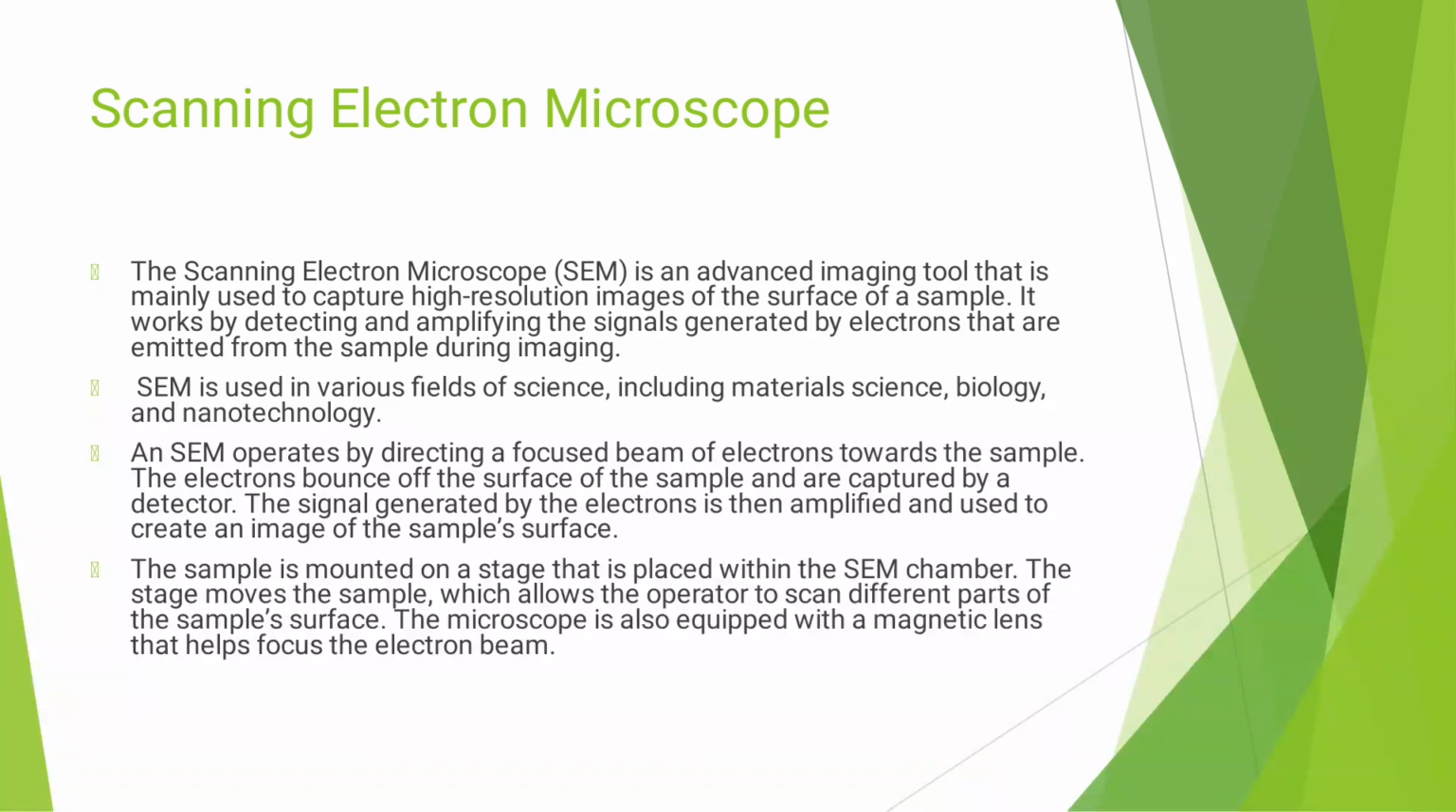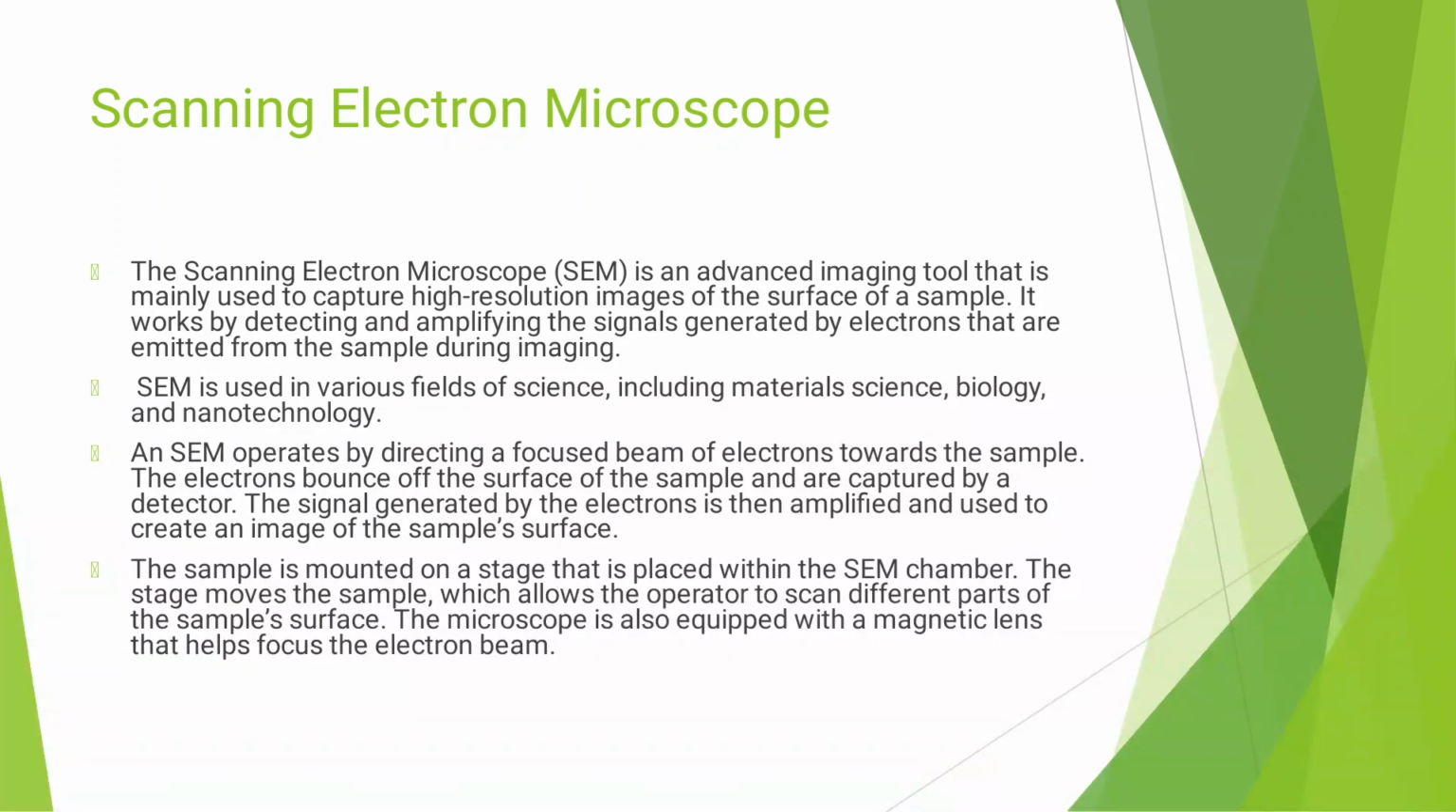The next one is the scanning electron microscope. It is used to capture high resolution images of the surface of a sample. It works by detecting and amplifying the signals generated by the electrons that are emitted from the sample during imaging. It is mainly used in the fields of science, material science, biology and nanotechnology.